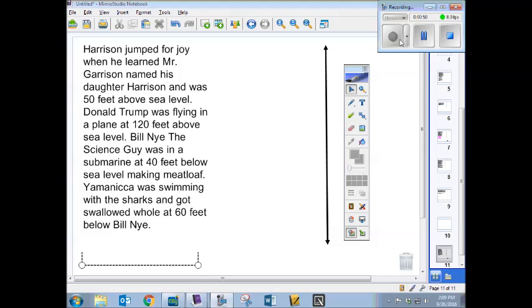All right. So first thing we've got to do is diagram this. How do we diagram this situation? What do we use to help us diagram it? Make a picture. Yes. A vertical number line, because that's what it is.